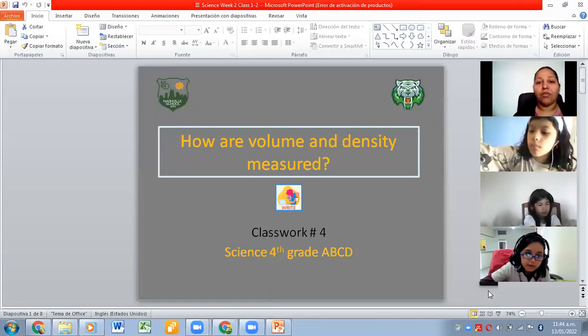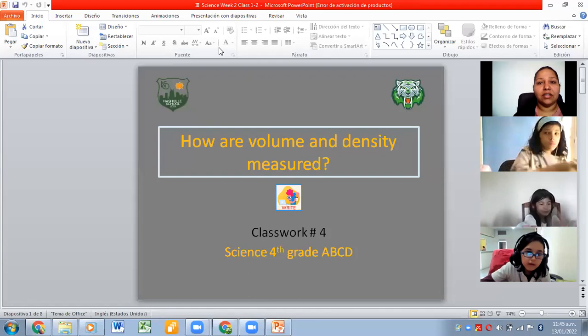Okay. So after class, maybe she can lend you the phone. But now we're going to be working with science, how volume and density are measured. We have been working with length and mass, but we're going to continue with how volume and density are measured. That is the topic.